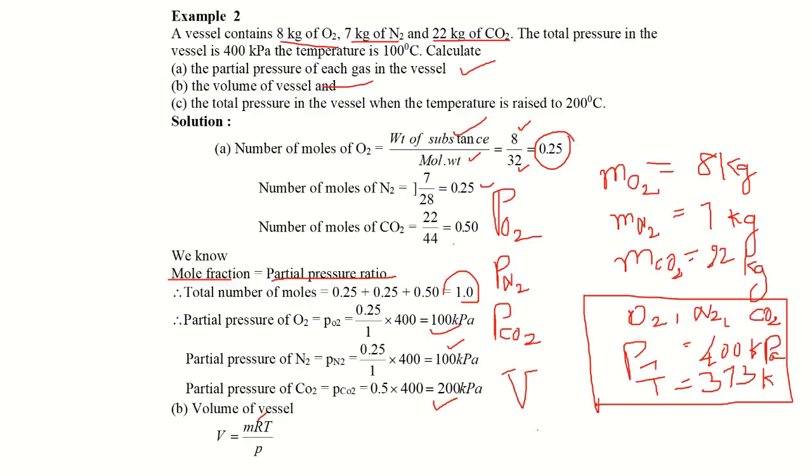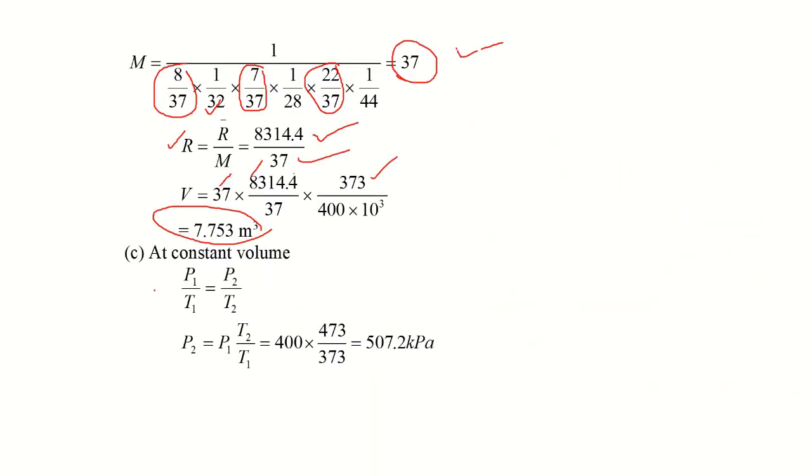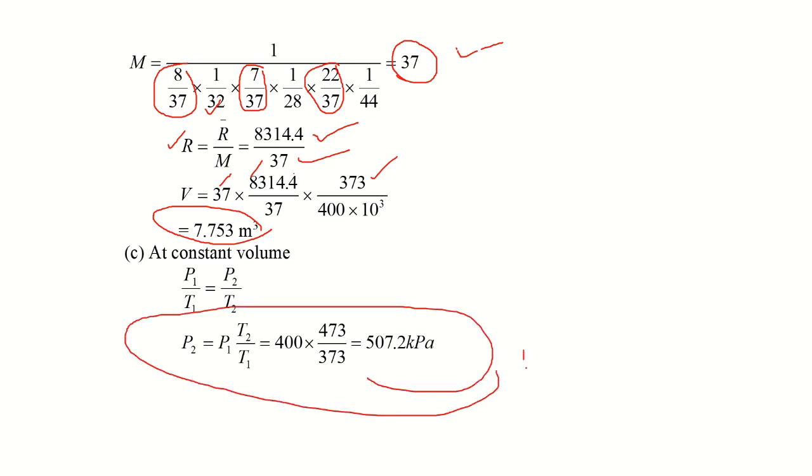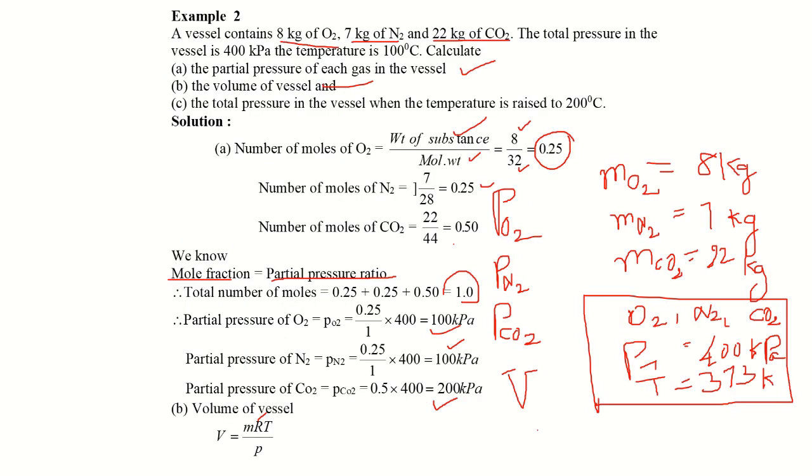At constant volume, because the vessel size remains the same, P1/T1 is equal to P2/T2. I'll increase the temperature by 100 degrees Celsius. What will be the pressure? This is the pressure you get from this equation. Hope you have understood how to find the molecular weight of the mixture, the mass fractions, then the universal gas constant. That's the idea of this topic.